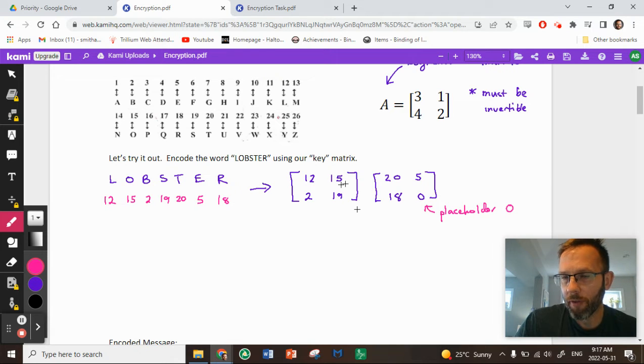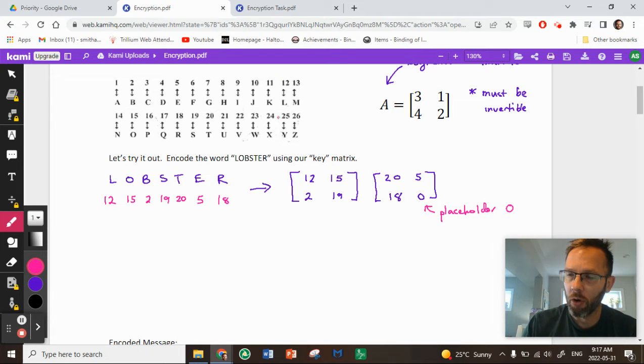Now, if you just gave this message to somebody, 12, 15, 2, 19, 20, 5, 18, for people that have experience, it would be pretty obvious. We call that a Caesar cipher, where the numbers correspond to letters, and it'd be pretty easy for somebody to work backwards and figure out you wrote lobster. Even if they found these matrices, by putting the letters back in, they could probably figure out what the word is.